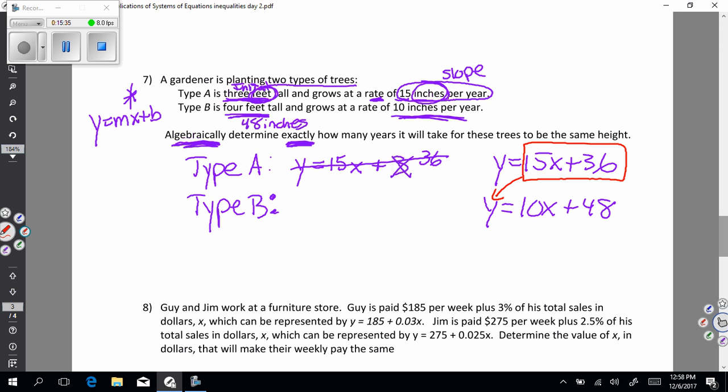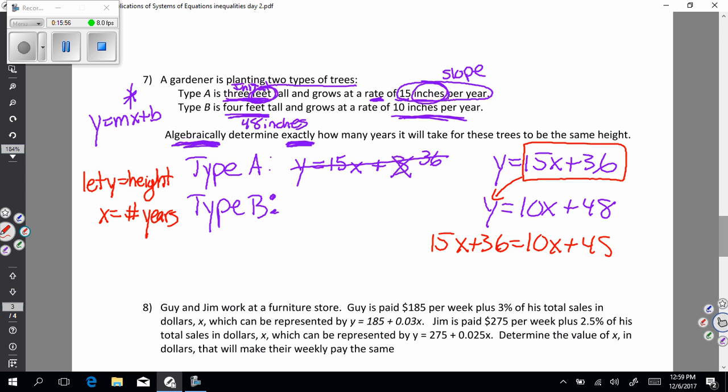Maybe we should write down those let statements. I let y equal the height, and I let x equal the number of years. So 15x plus 36 equals 10x plus 48. When you solve for x, you'll know the number of years. I'll let you know it is a decimal, so don't panic when you get a decimal.